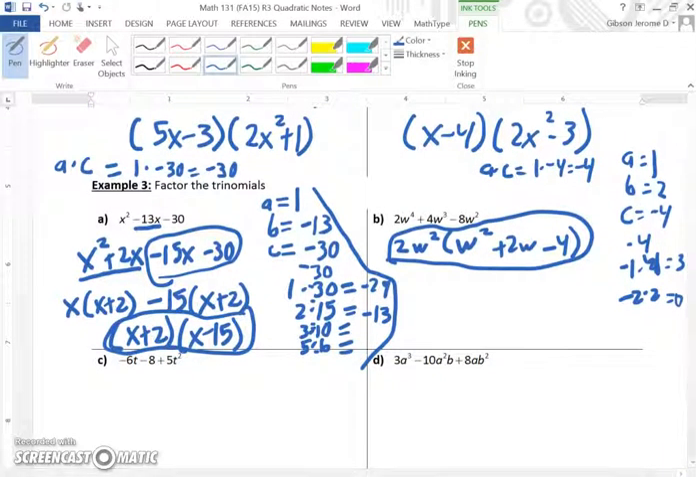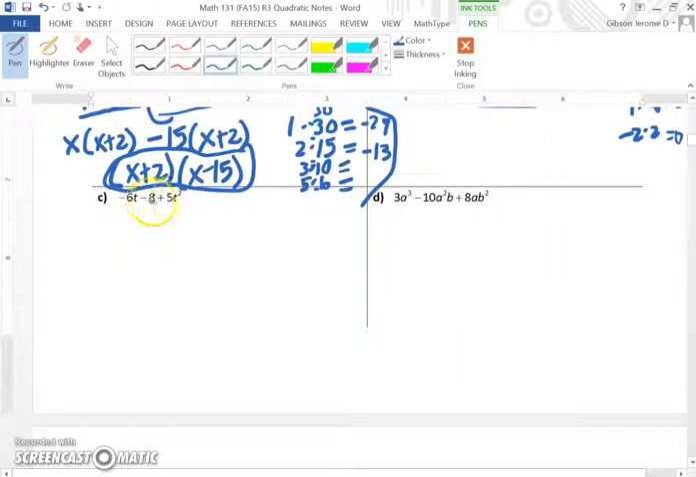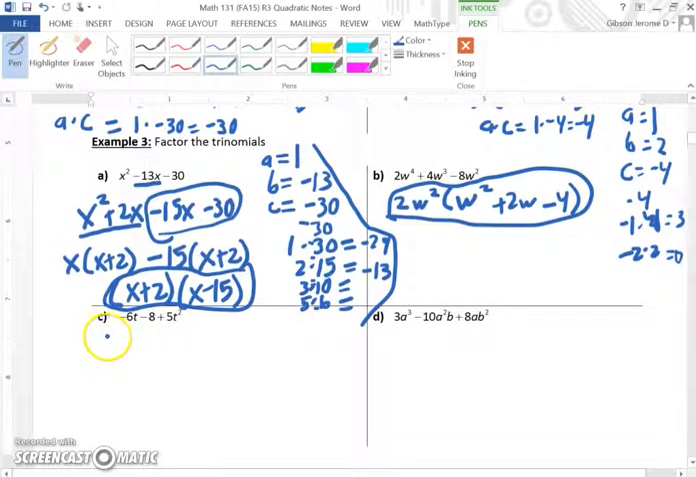Now we go here to C. We have negative 6t minus 8 plus 5t squared. The first thing we should do here is put this in the correct order. We will have to put it in descending order. So the variable with the highest exponent goes first, then the next variable, then the value without the variable. Now we look here at each term. They have nothing in common.